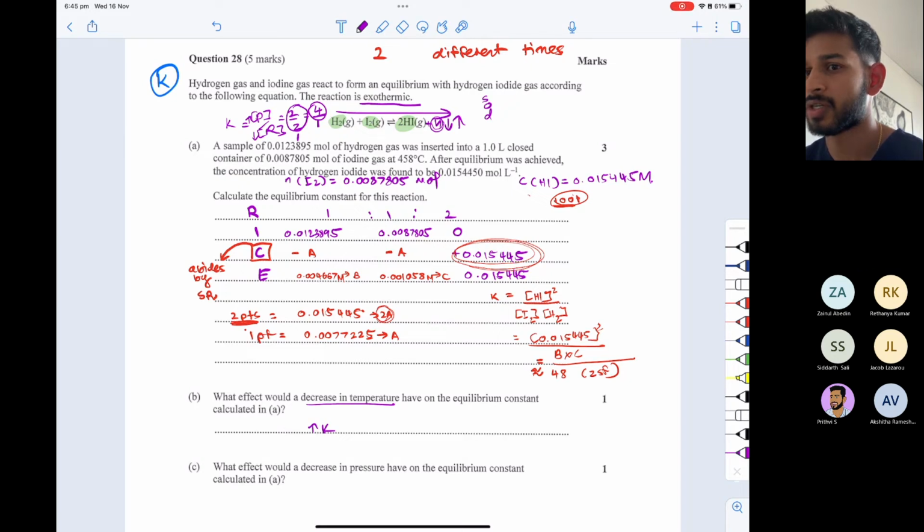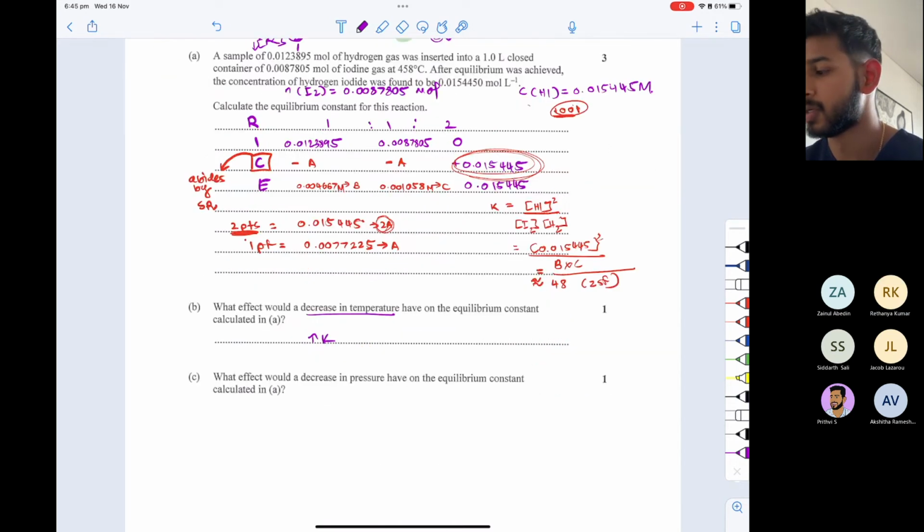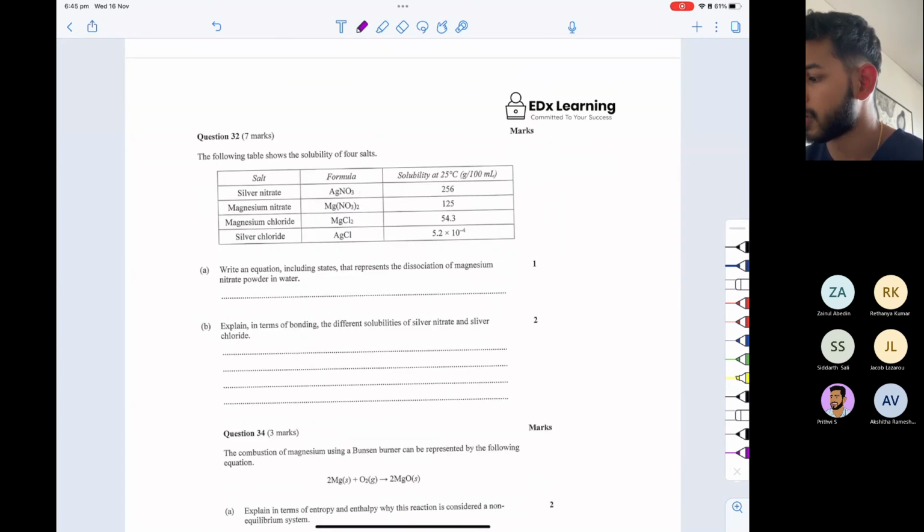Britannia, what would pressure do to K? Does pressure affect K? No. So the answer is nothing. Zilch. 0, right? Very good. All right, let's move on.